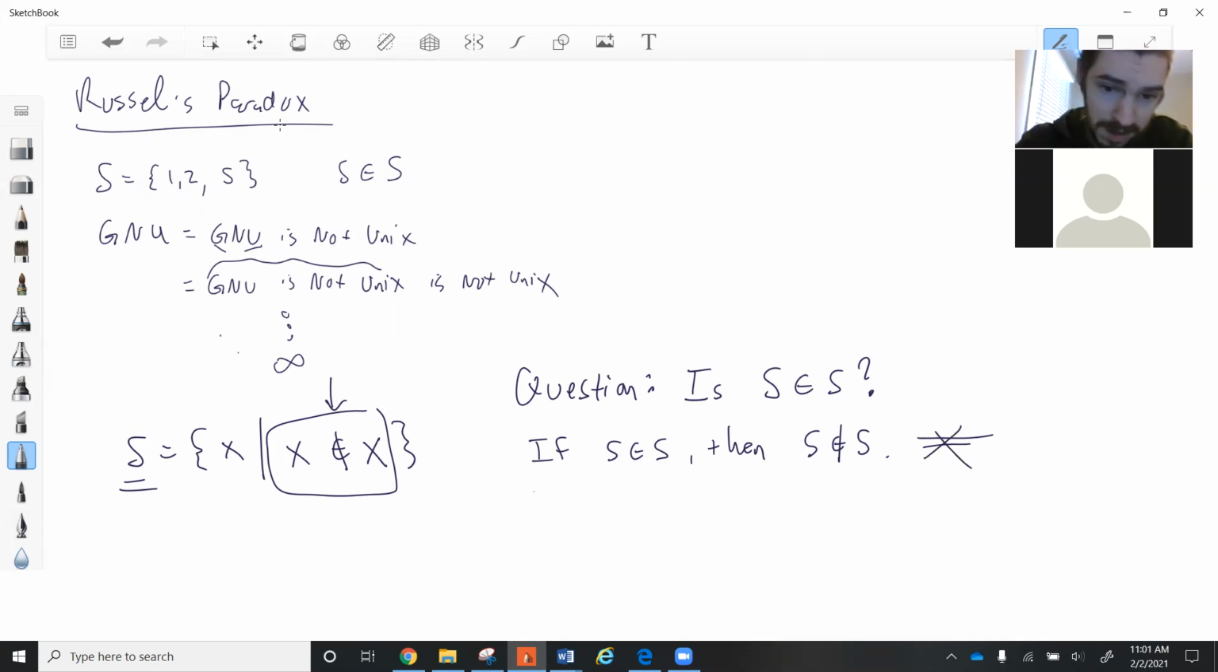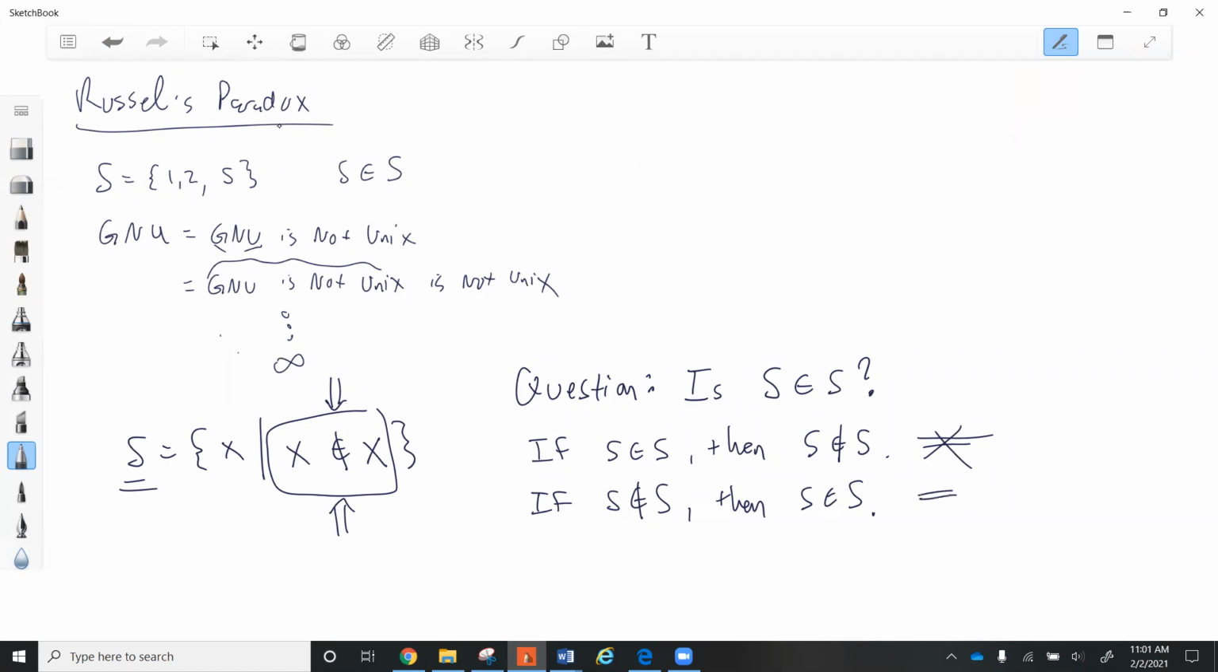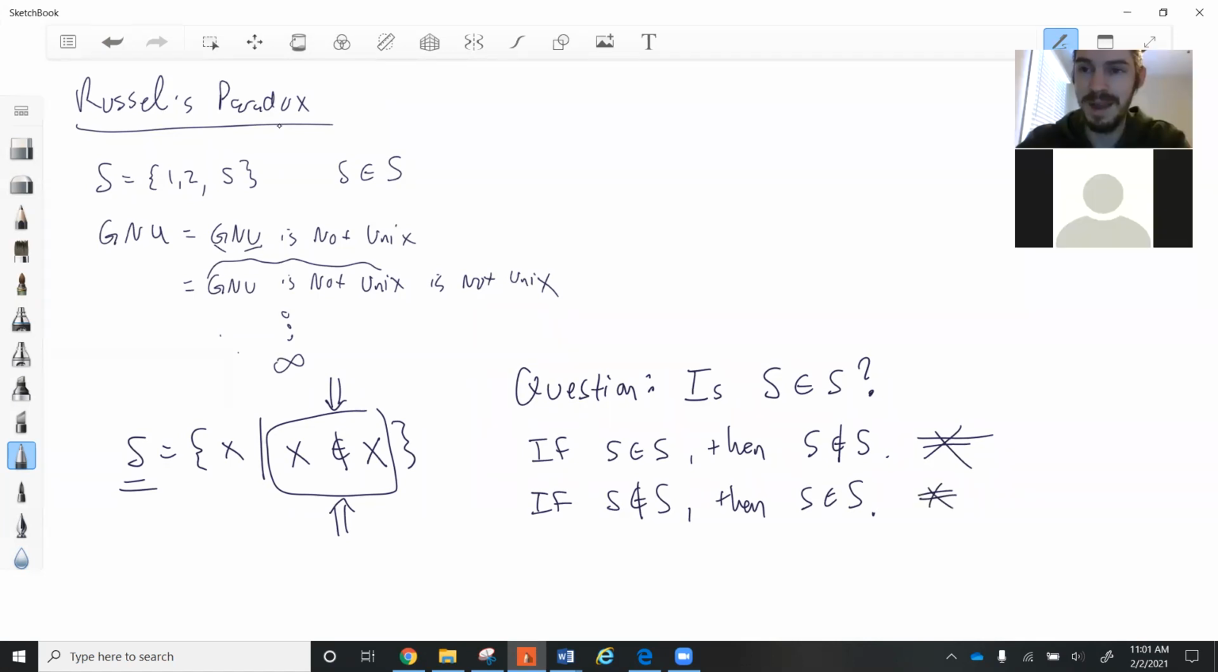What about the other possibility? The other possibility is that it is not an element of itself. If S is not an element of S, then it does satisfy this condition. And this is defined as the set of all sets that are not elements of themselves. So if you have any set that satisfies that, it's got to be in that collection. So if it's not an element of itself, then by definition it is an element of itself, which is the same contradiction, right? So either way, you have a contradiction. This is why this is a paradox.